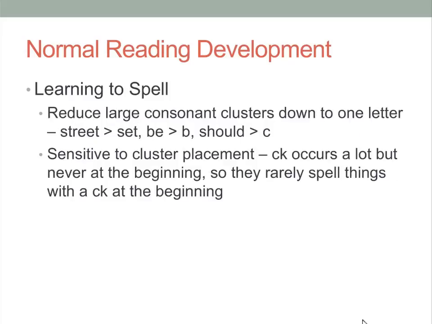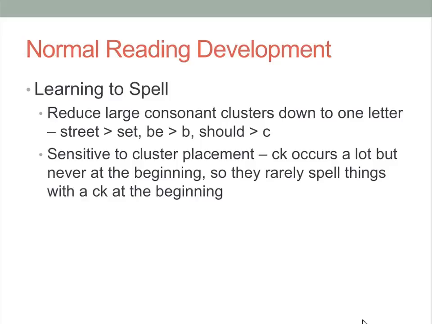We'll take those large consonant clusters and reduce them down into only one letter because children, if nothing else, know that things should be simpler. So street becomes set or seat, bird becomes B, should becomes C. So a complex consonant cluster like SH and then LD ends up becoming one letter.